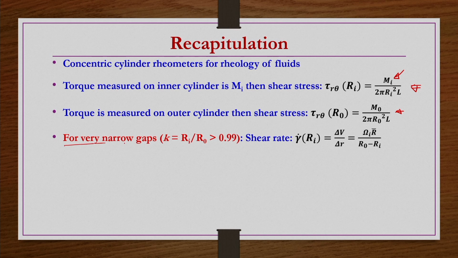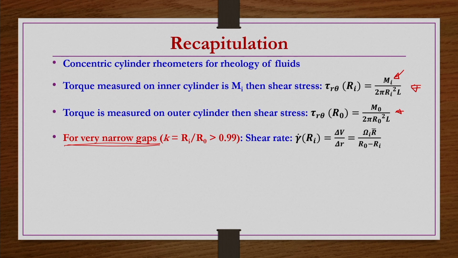Then what is the shear rate expression? And if that gap is very large, what is the expression for the shear rate? We have seen those things. For very narrow gaps, that is when Ri by R naught is greater than 0.99, almost touching each other, the curvature effects are negligible. Avoiding the curvature effects, the shear rate is omega I R bar divided by R naught minus Ri. R bar is the midpoint distance between R naught and Ri, that is R naught plus Ri divided by 2.